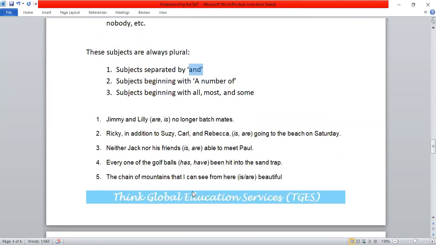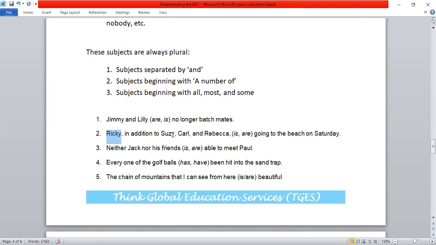Okay, let's do a few quick questions here. Jimmy and Lily. So you have an "and" in between. Remember, "and" makes it plural. So "is" or "are" no longer batchmates? What you can do with these sentences is that the moment I read the sentence, you tell yourself the answer, or you pause the video and answer this question before I answer it. All right. Jimmy and Lily are no longer batchmates because of this "and."